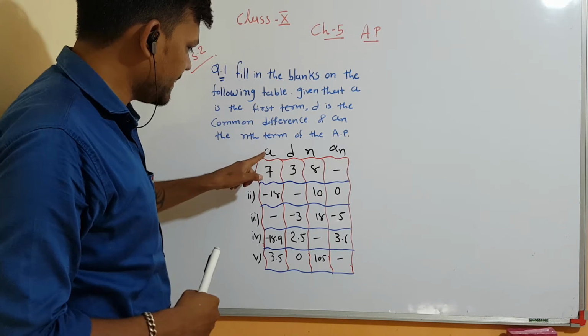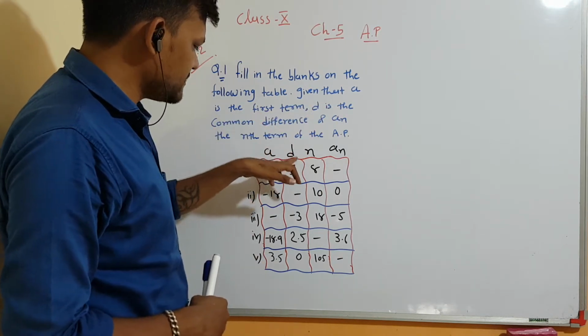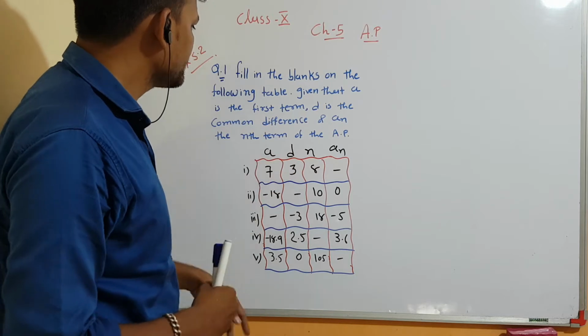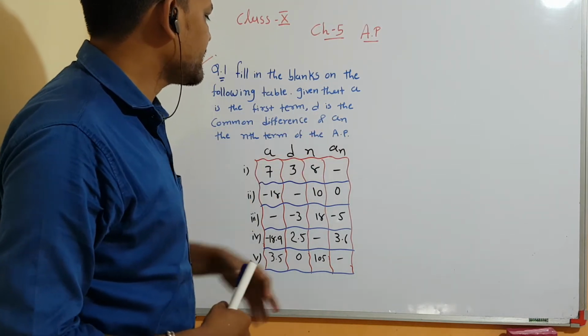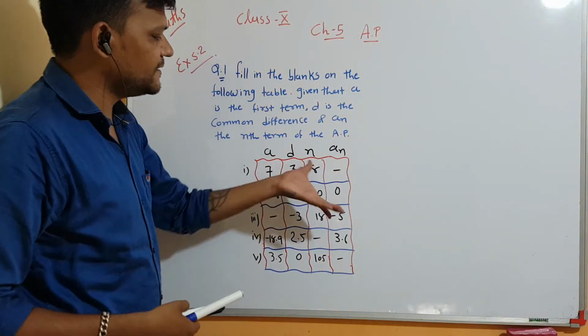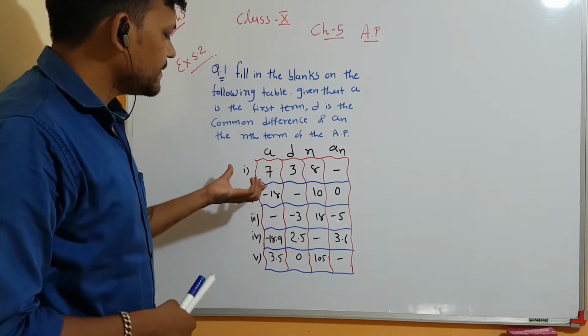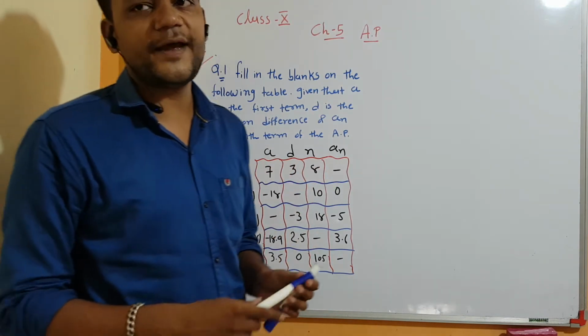Here you can see that we have some value of the first term a. Then d is the common difference. d is also given in some parts. And a_n, the nth term of the AP, is also mentioned in some parts. So in the different parts, you have to find the unknown value, right?